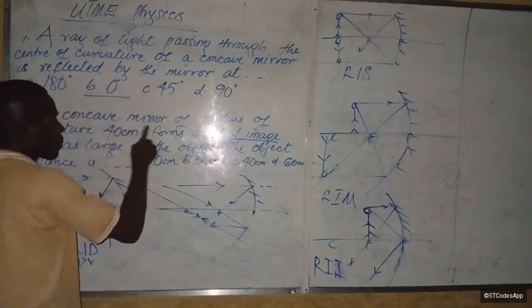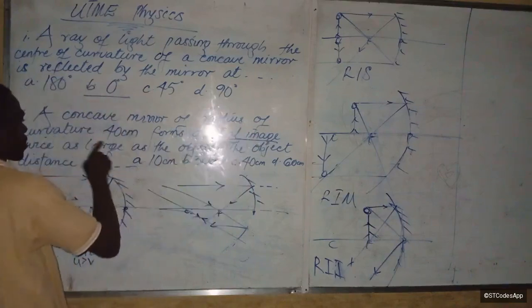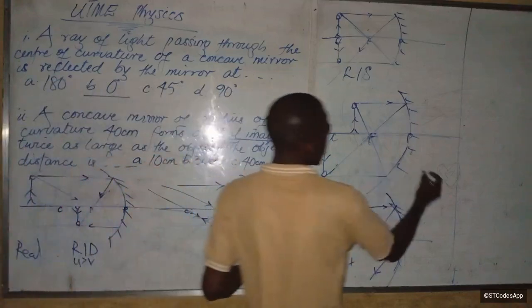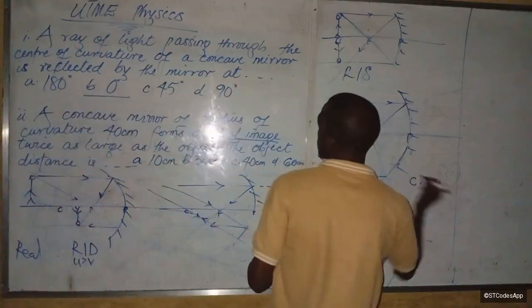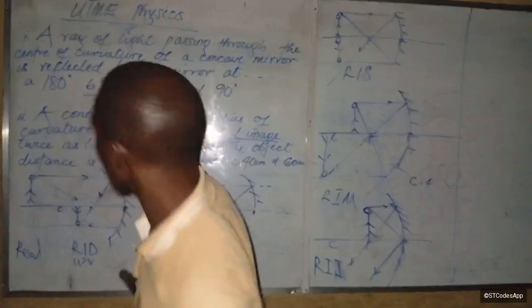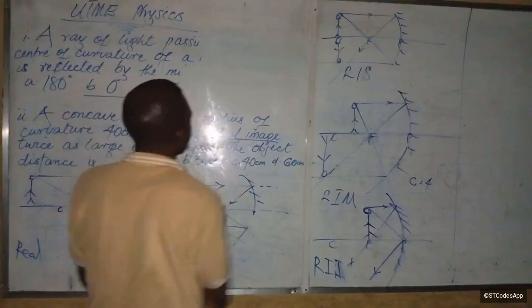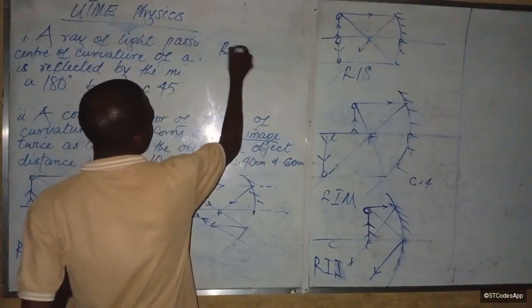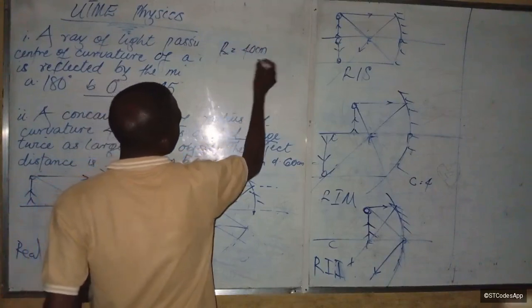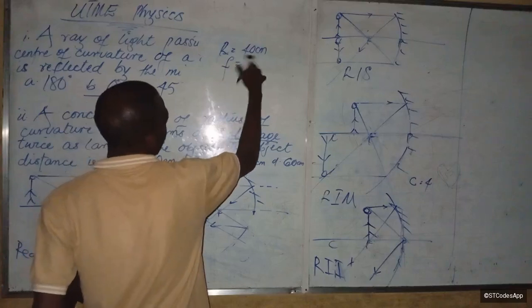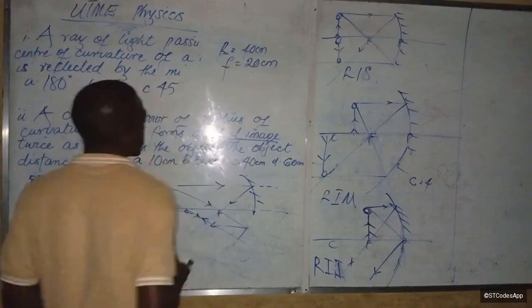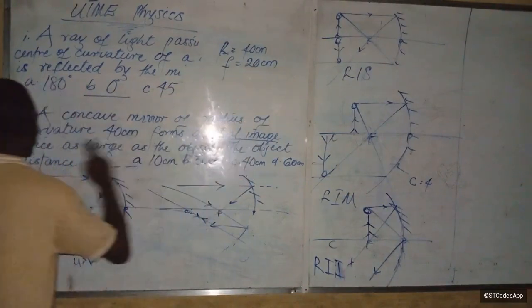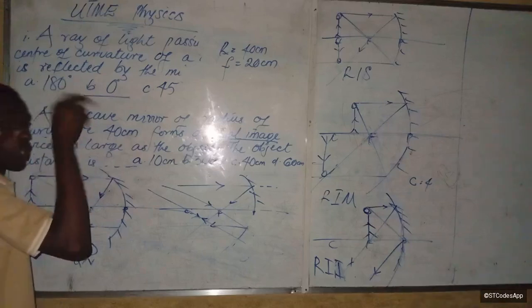A concave mirror of radius of curvature 40 centimeters. If the radius of curvature is 40 centimeters, what will be its focus? Let me clean that first. The radius of curvature R is 40 centimeters. What will be F, the focus? Half of this, right? Which is 20 centimeters. It now says that it forms a real image twice as large as the object.